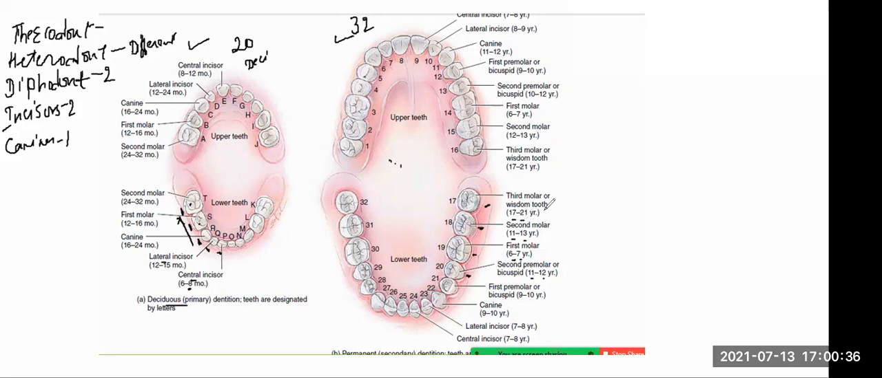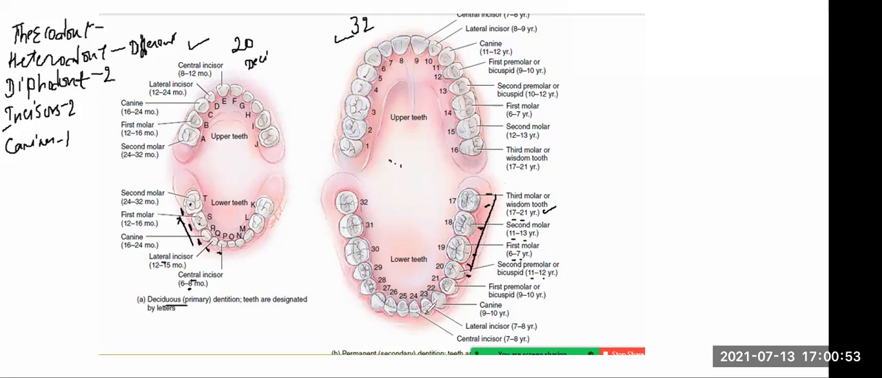And we call it the wisdom tooth. Most of us are aware of this name, the wisdom tooth. And one important thing is that these three sets of teeth haven't replaced any teeth.